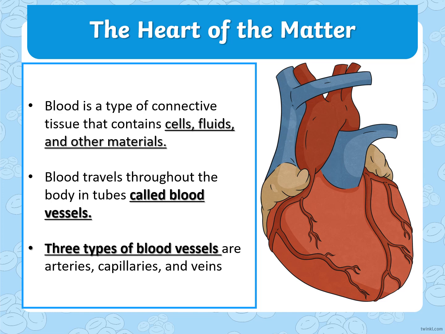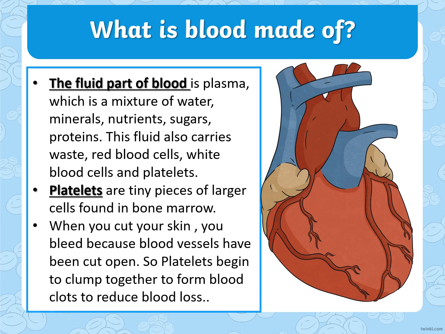The fluid part of the blood is plasma, which is a mixture of water, minerals, nutrients, sugar, and protein. This fluid also carries the waste, the red blood cells, white blood cells, and the platelets.